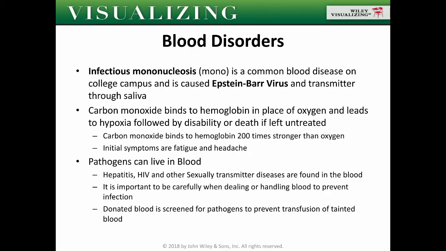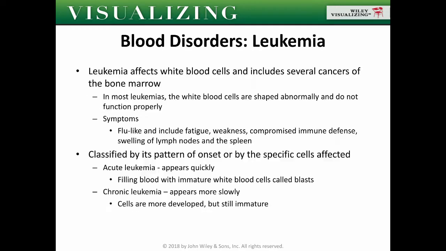So basically, blood is one of the most effective transmitting agents. I believe it's Ebola. In the outbreak of Ebola, exposure to the blood of Ebola patients can infect you with Ebola. Donated blood is screened for pathogens to prevent transfusion of tainted blood.